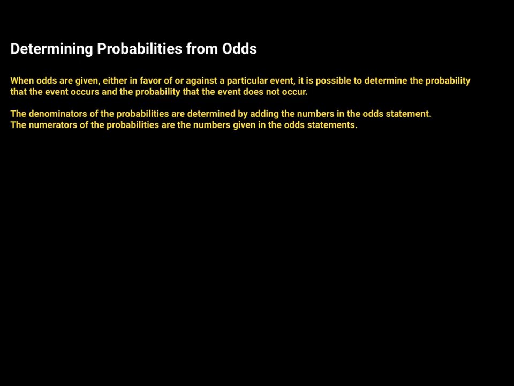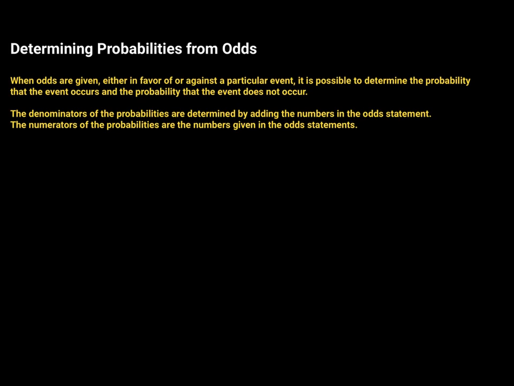Now, what we can do is determine probabilities from odds. So when odds are given, either in favor of or against a particular event, it's possible to determine the probability that the event occurs and the probability that the event does not occur. Remember, odds against or odds in favor of an event are not the same thing as the probability of the event occurring or not occurring. So we want to be able to figure out a probability given the odds.